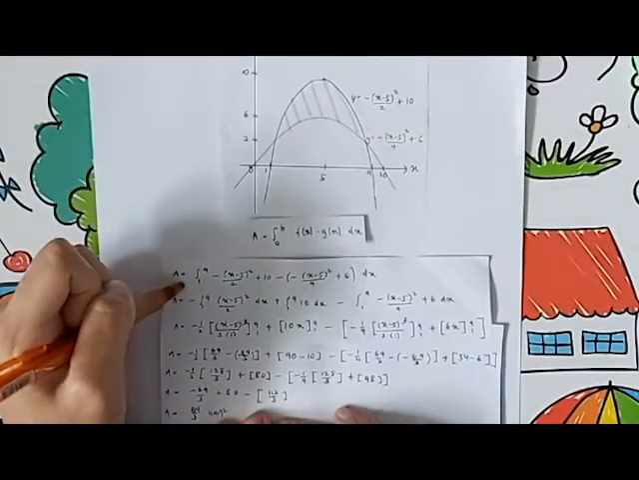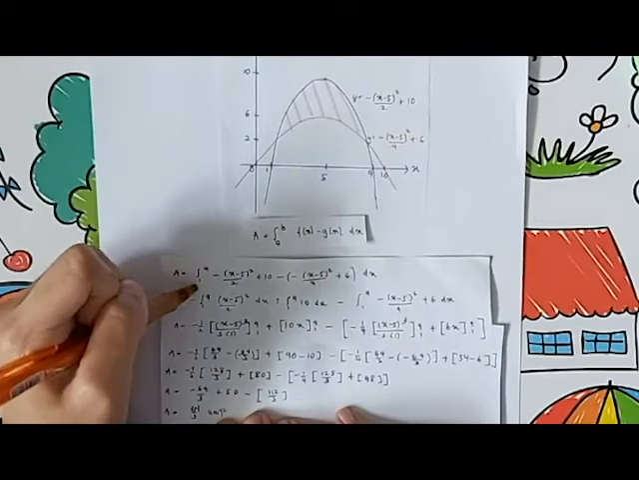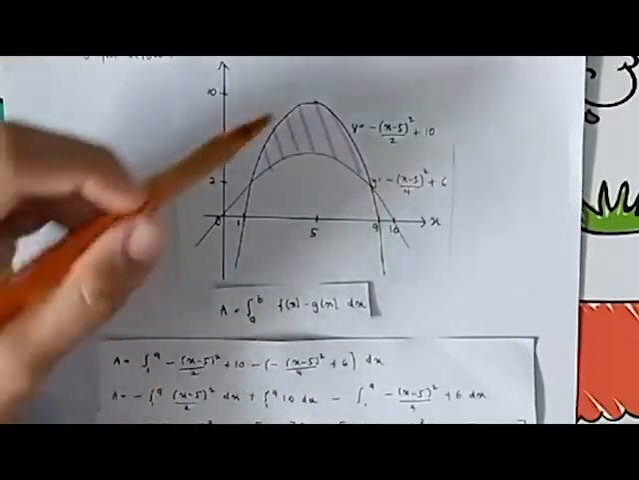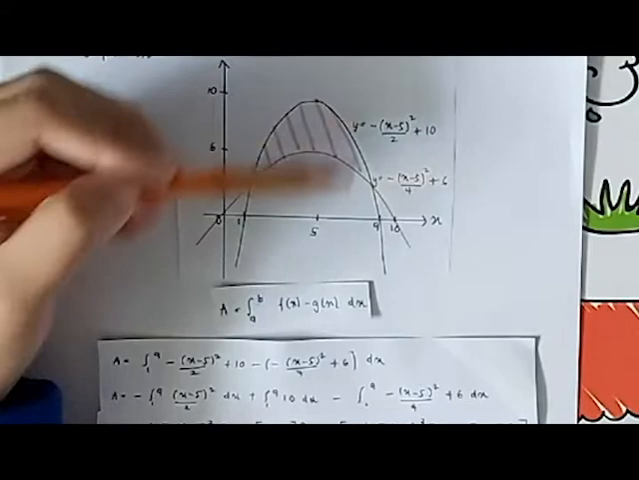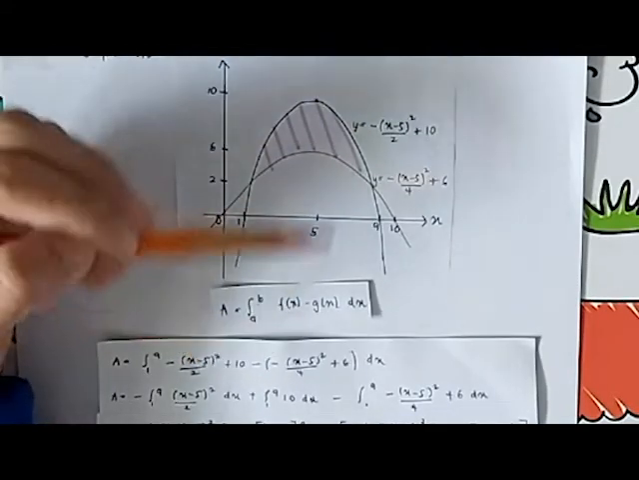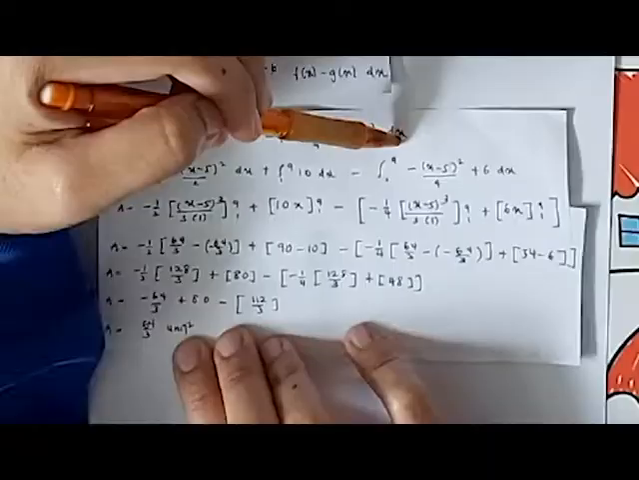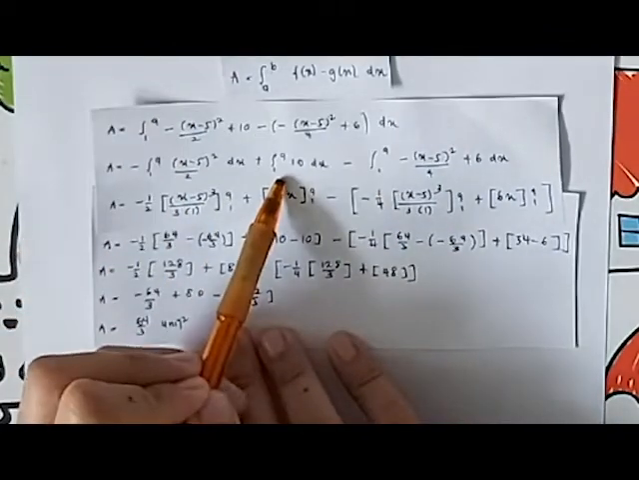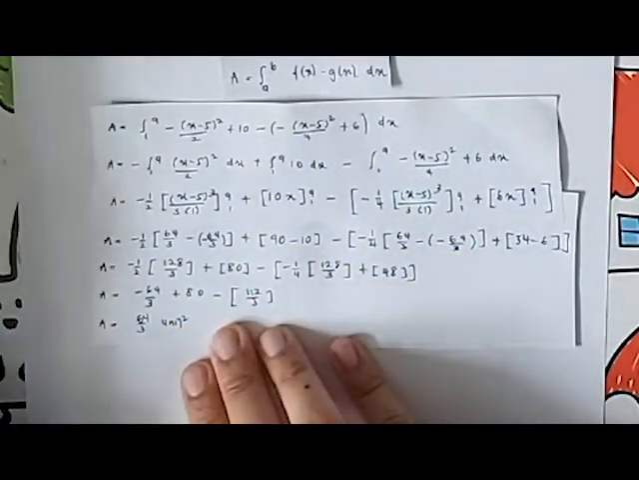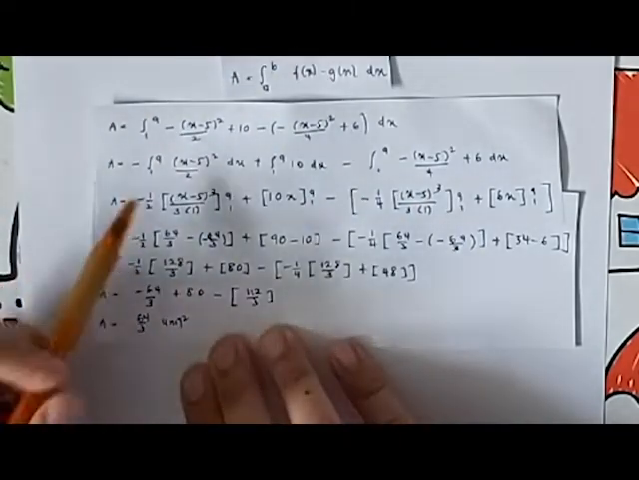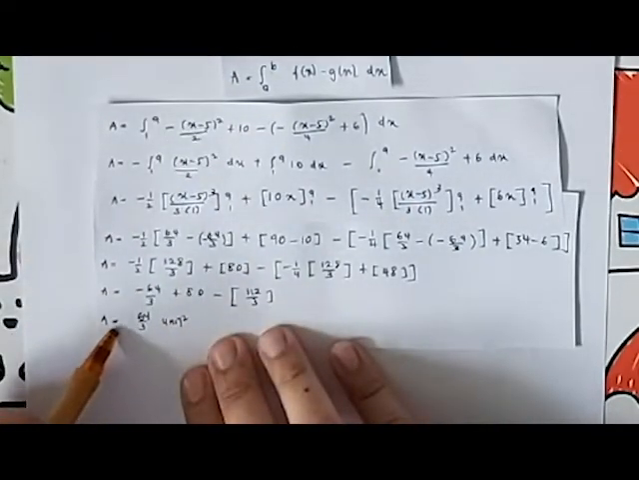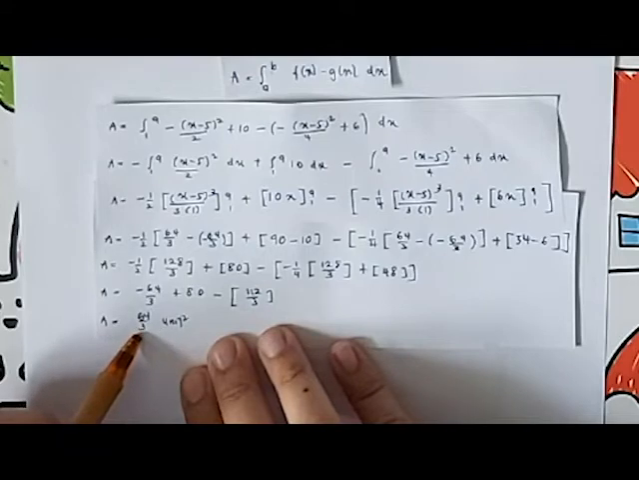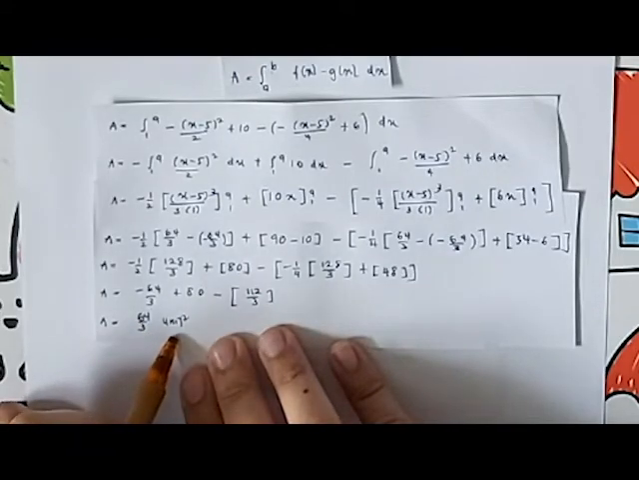Area equals the integral from 1 to 9 of this graph subtract this graph, dx, and then you have to integrate it like usual, and at the end you will get area equals 64 over 3 unit square.